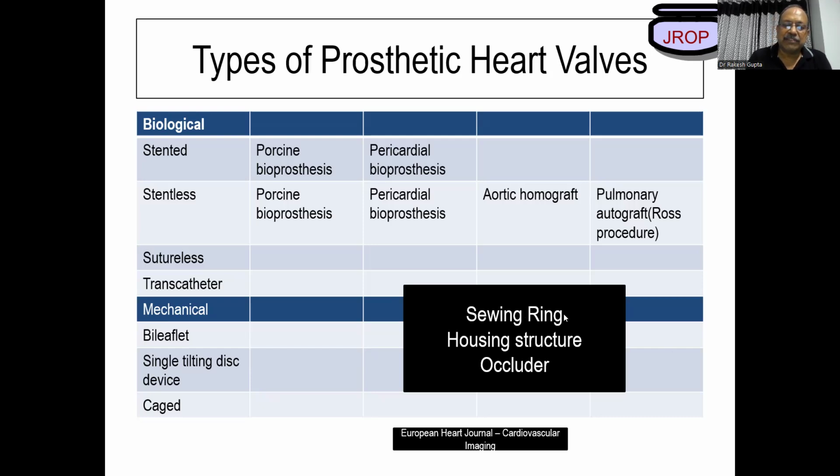All these valves have three different structures. One is a sewing ring, then housing, and then the most important thing is an occluder. What is this occluder?